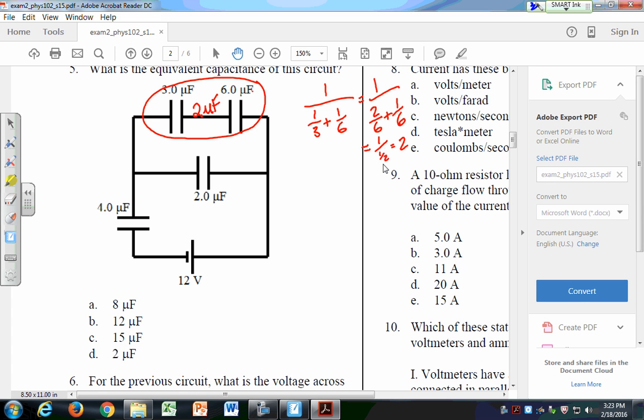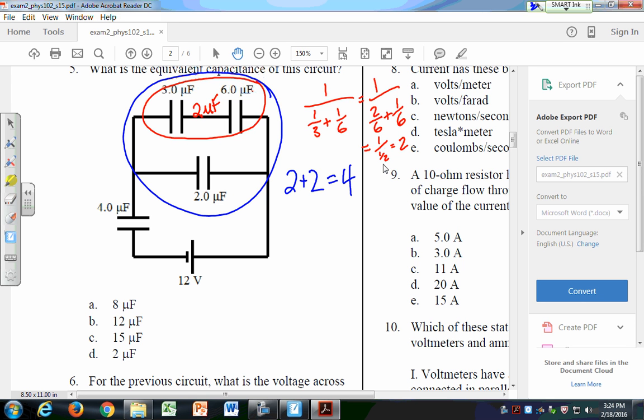Well, no, I want to find the equivalent capacitance first. I just found the equivalent of the top section. All right, and now I want to find the equivalent of the next bigger section. What is that going to be? Right. So I'll find the equivalent of these two. These are in parallel, a 2 and a 2 in parallel. So what's the equivalent of that? That's right, 2 plus 2 is equal to 4 when they're in parallel.